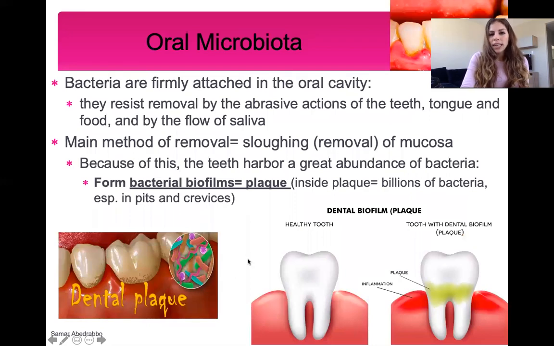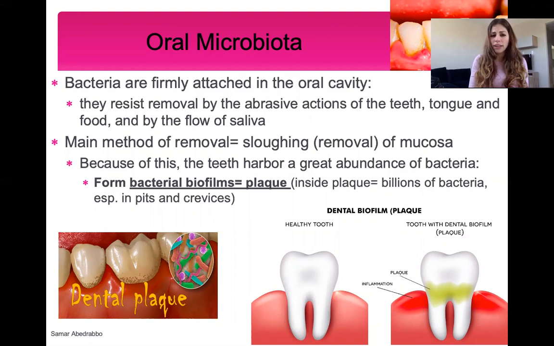So bacteria are firmly attached in the oral cavity, and because they are attached to your teeth, for example, they resist removal by abrasive actions of the teeth, tongue, and food. So you need to get your teeth clean, you need to brush your teeth, because the main way you can get rid of bacteria is by sloughing them off, sloughing off your mucosa to get rid of the bacteria that's stuck there.